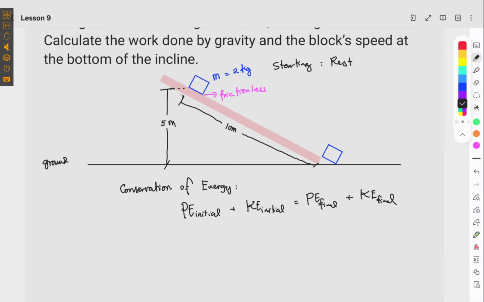Okay, so now that you have this, now what is zero in this assumption? Potential energy initial, kinetic energy initial, potential energy final, kinetic energy final. Which one is zero? Potential energy initial and kinetic energy initial are both zero. No, not really. Why did you make this conclusion? Explain.